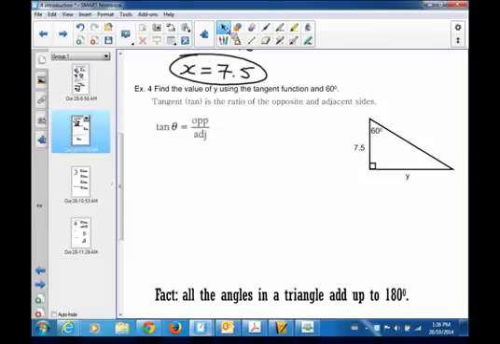So the tangent is the ratio of the opposite and adjacent sides. That's what I just said. I made a mistake. So take your old y that was here, scratch it out. This is where it should be. Okay? That was my mistake.